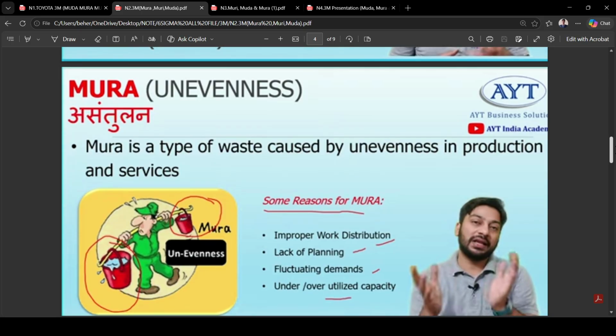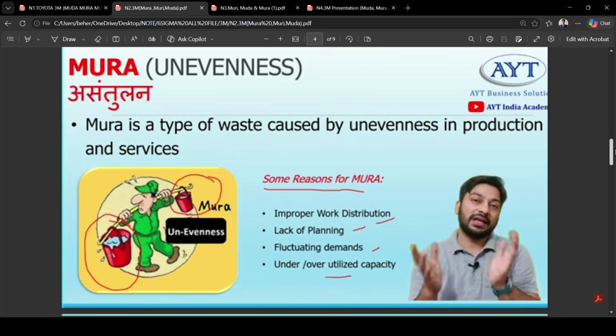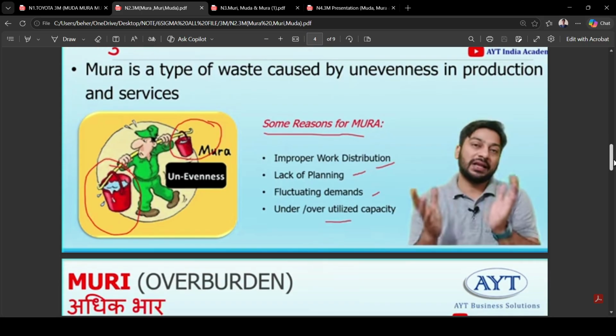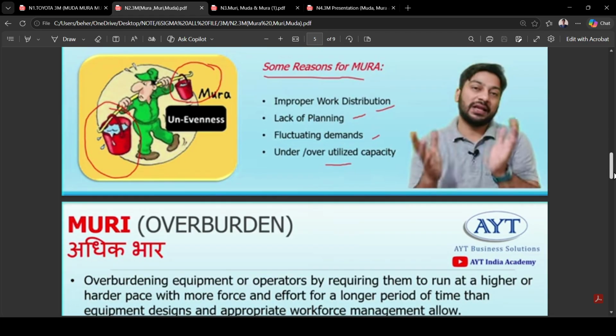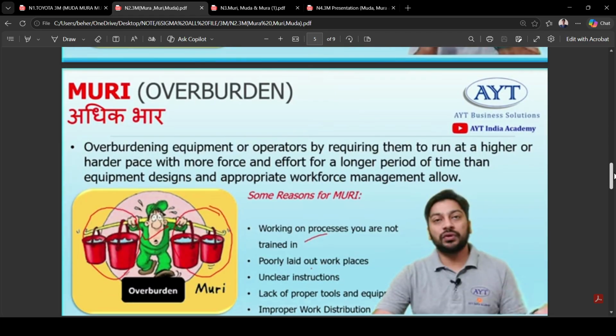So let's start with the first one, Mura. Mura means unevenness. Mura is a type of waste caused by unevenness in production and services. Some reasons for Mura are improper work distribution, lack of planning, fluctuating demand, and under or over utilized capacity. Those are all Mura examples.